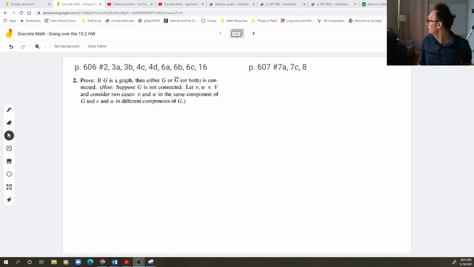Okay, hello, Discrete Math, back again the next morning, and we're going to go over the second homework from the unit on graph theory. This is the homework from section 10.2. 10.2 is all about walks, trails, paths, circuits, cycles, also connectedness, including edge connectivity, vertex connectivity, adjacency matrices. So he just threw a whole bunch of stuff all into this section.